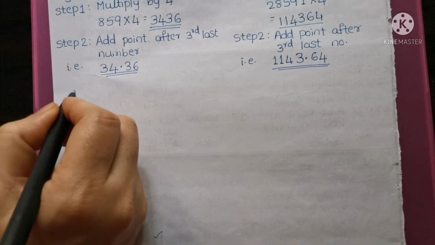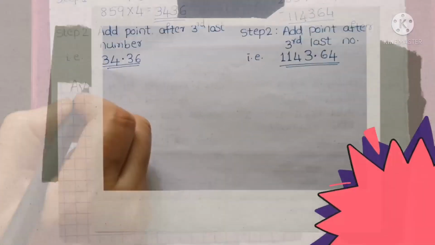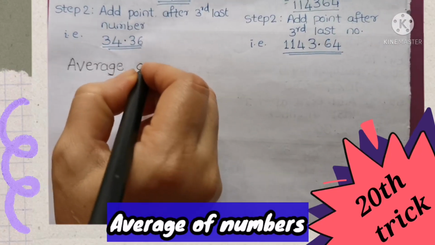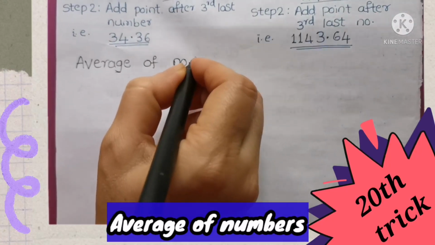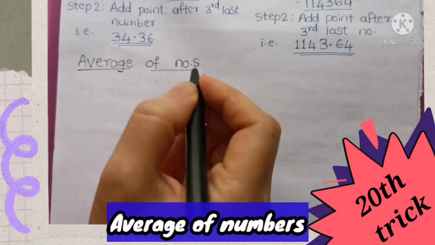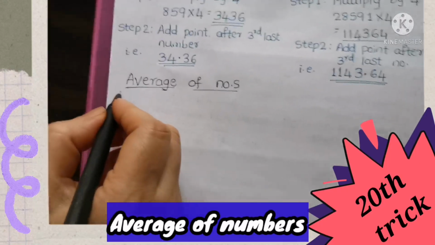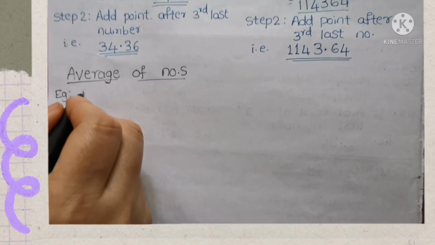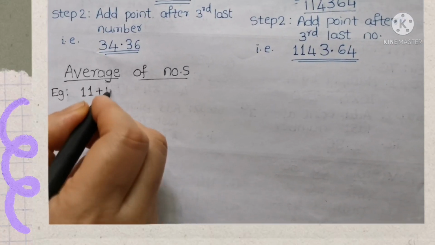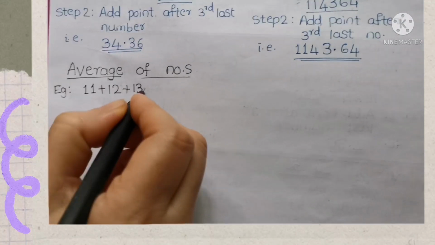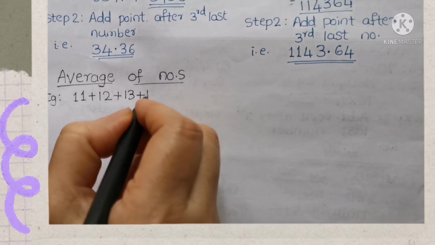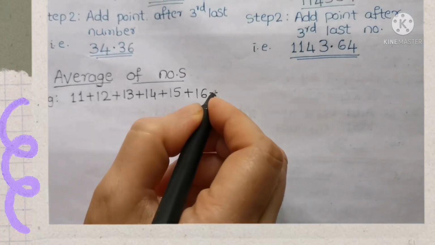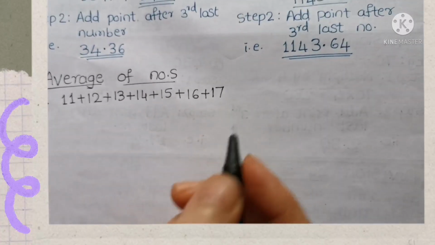Let's move on to our next trick. In our next trick, we will see how to find the average of numbers. So let's see what our first step is. Step number 1. Let's take an example also. Our first example is 11 plus 12 plus 13 plus 14 plus 15 plus 16 plus 17.